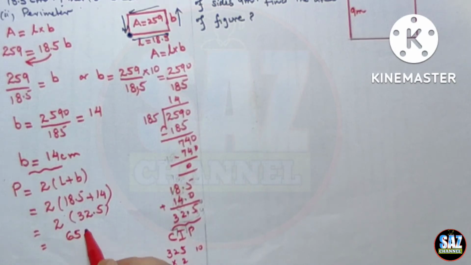You can do the mental calculations as well. Centimeters. I hope you are really clear about the perimeter and area of a rectangle. And moving to the next question.